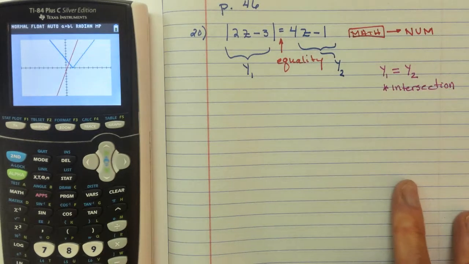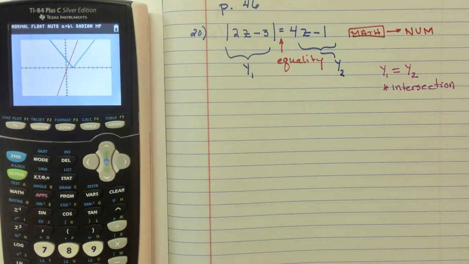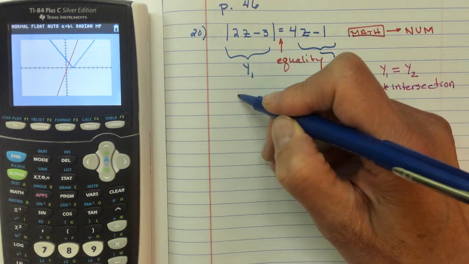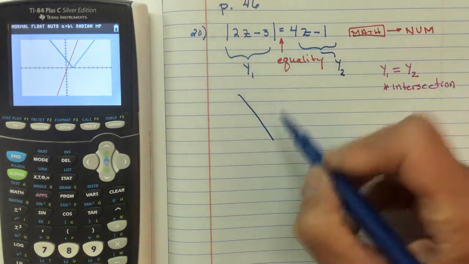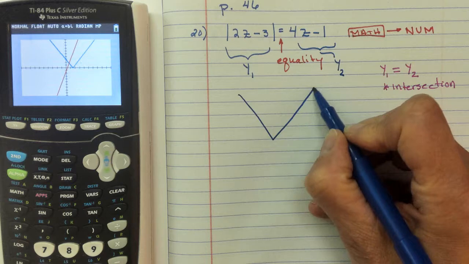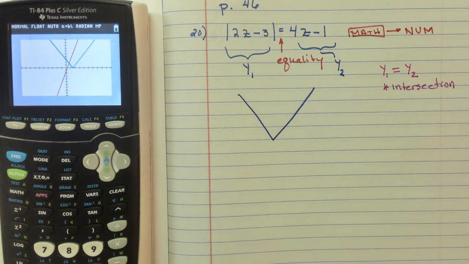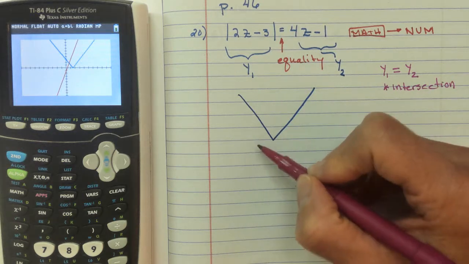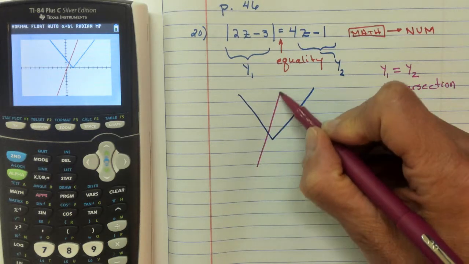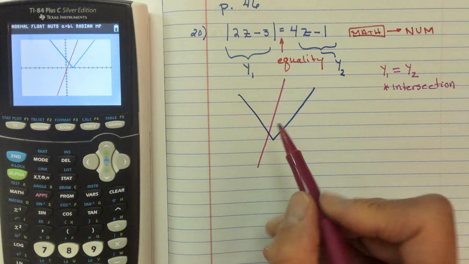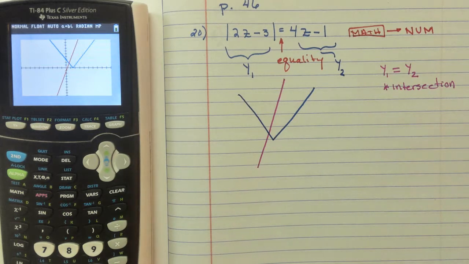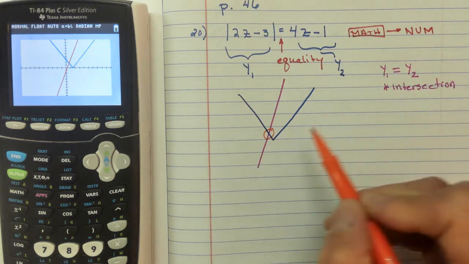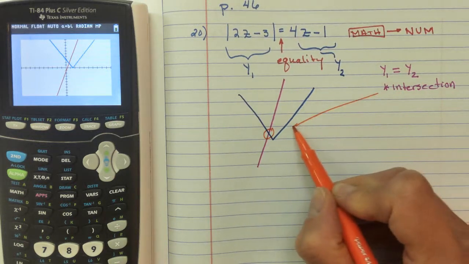So even though we have this graph, we're just going to sketch it. So my absolute value gives me a graph that's in the shape of a V, and the right side simply gives me a line. So when looking here, it looks like it intersects only in one spot, right here. So I'm going to find that intersection right there.